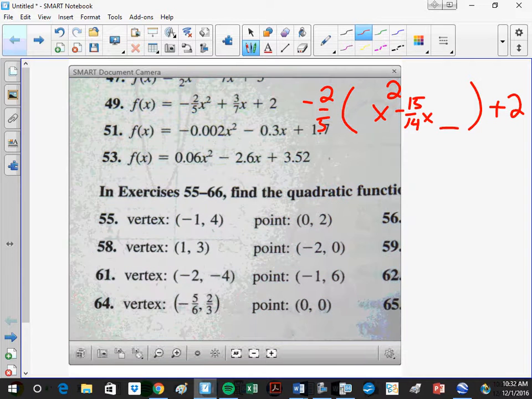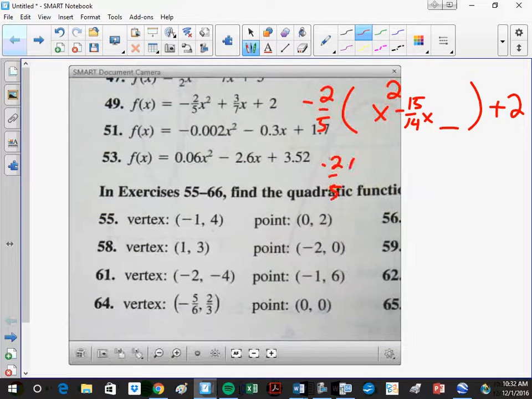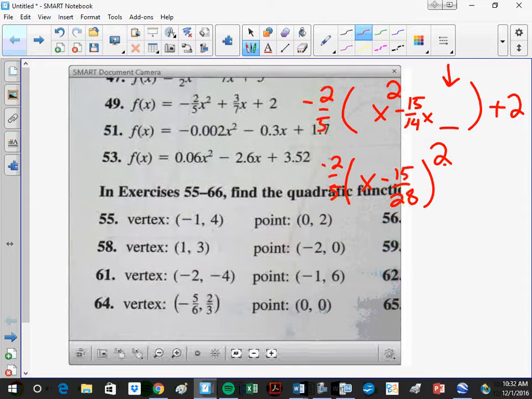All right. So negative 2 over 5 times, what is half of negative 15/14? Negative 15/28. Again, you either cut the top in half or you double the bottom. In this case, the top is odd, so we double the bottom. And when I square that, what's going to go there? 225 over 196.